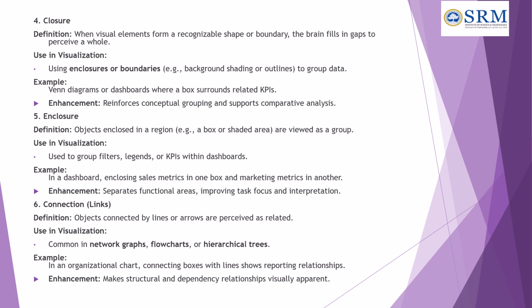Closure. Our brains are great at filling in missing pieces to see a complete picture. This is called closure. In data visualization, we use shapes, outlines, or shaded areas to suggest groupings, even if the shape isn't fully closed. For example, in a Venn diagram, overlapping circles show shared and separate areas. Even though they aren't always full borders around every section, we still see the full shapes. This helps us understand relationships and compare different groups easily.